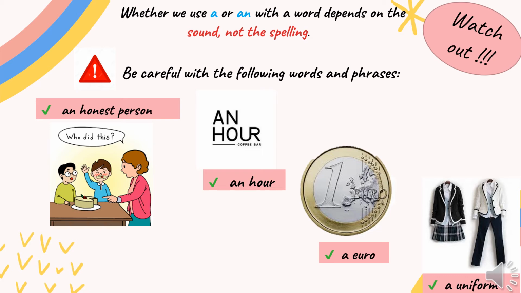So, a euro. The same method applies in a uniform, because we can hear the sound of Y instead of U. So, Y being a consonant, we use the letter a.